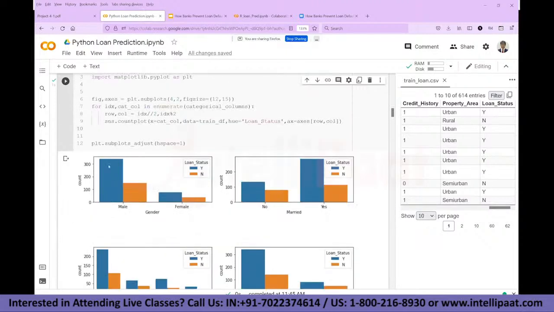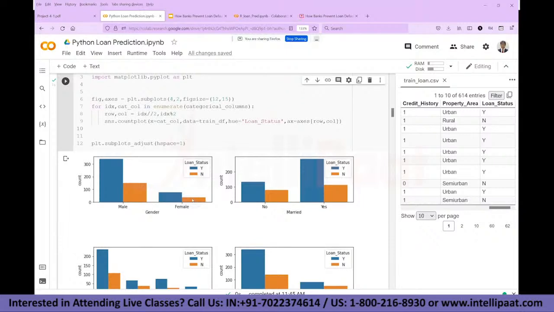So I'm seeing around 350-ish loan approved males and around 150-ish loan not approved males. Similarly, for females, around 75 have loan approved and around 30-40 have loan not approved. So I get an idea of how the distribution is in my data: the maximum number of loan applicants are male, and they also have the maximum loan approvals in my data, right?